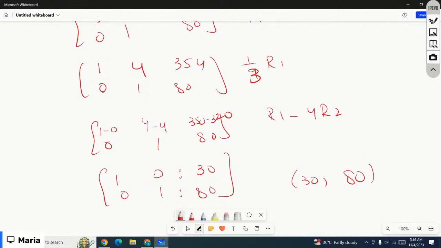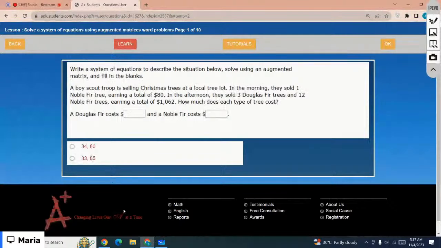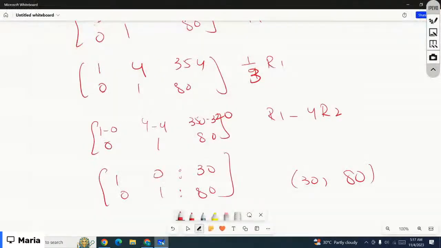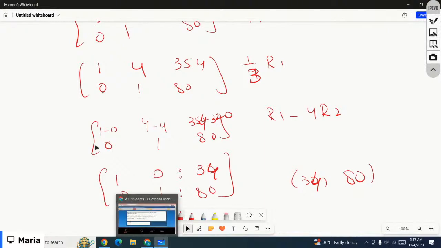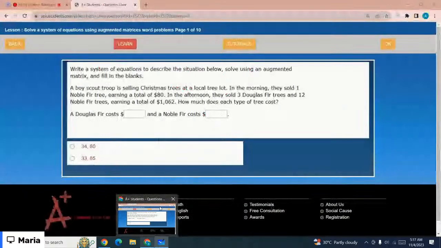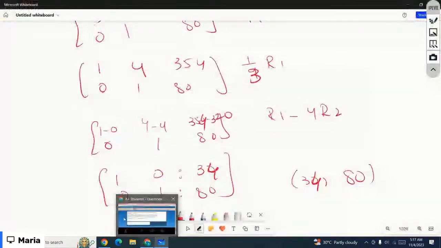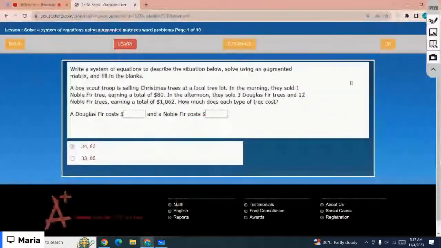That's how you make augmented matrices, and you can solve these matrices like this, right? So the solution is 30 and 80. Oh, that is 54, right? So that would be 34. So the solution is 34 and 80, right? Option number 1 is the correct option. Got it?